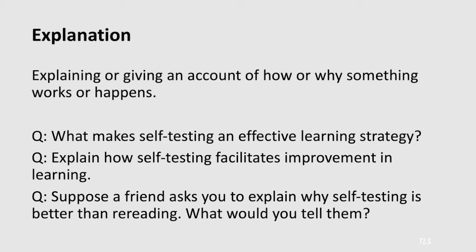The second type of question involves explaining. Explaining or giving an account of how or why something works or happens. Here are three examples. What makes self-testing an effective learning strategy? Explain how self-testing facilitates improvement in learning. Suppose a friend asks you to explain why self-testing is better than rereading. What would you tell them? In these cases, you need to develop a plausible account of how self-testing affects learning. You may have to integrate ideas from several sources.